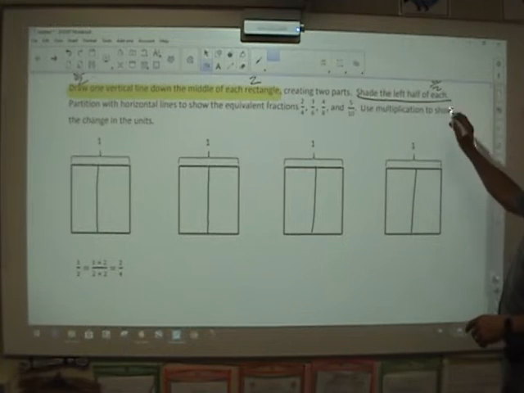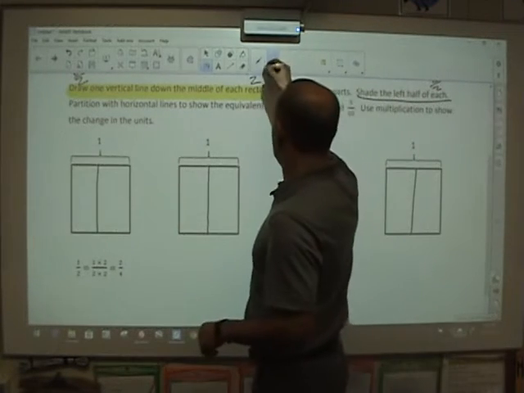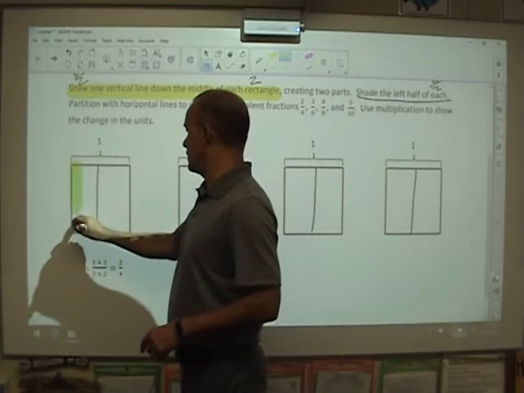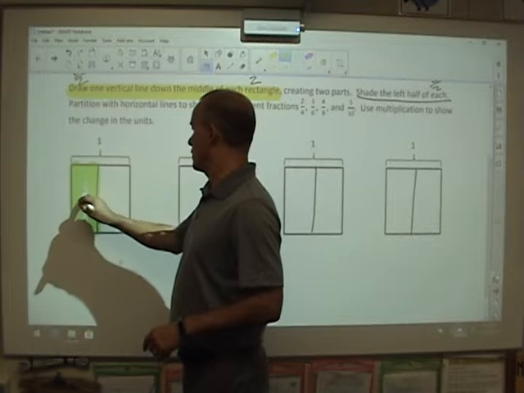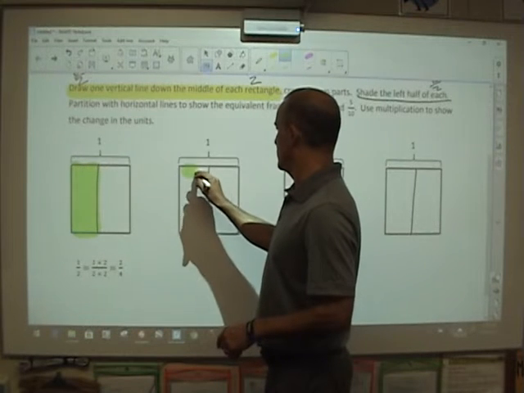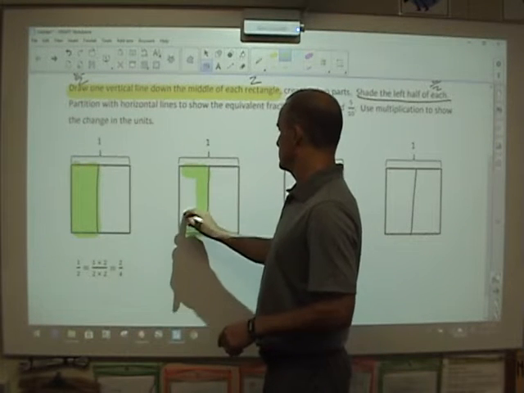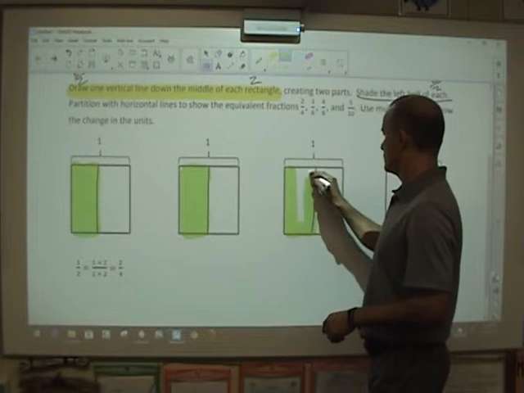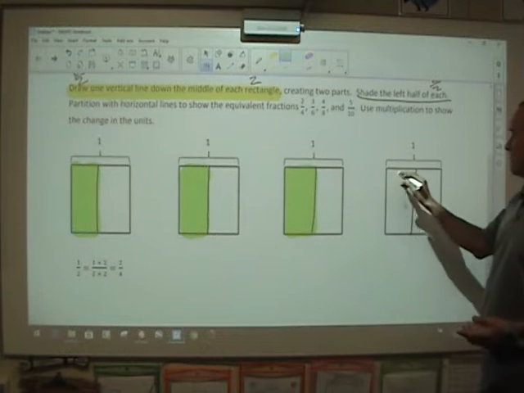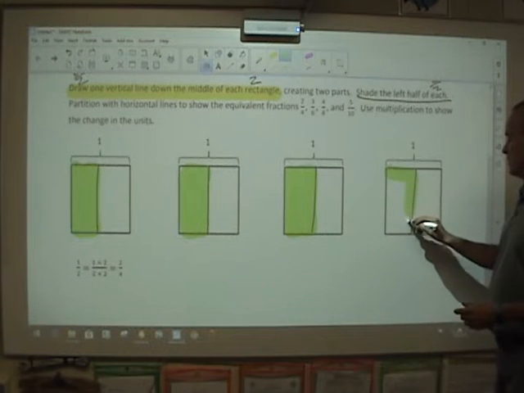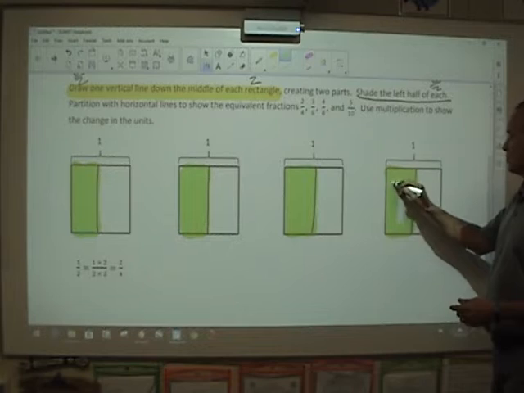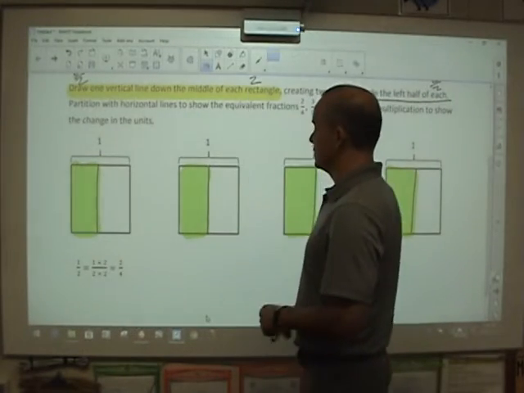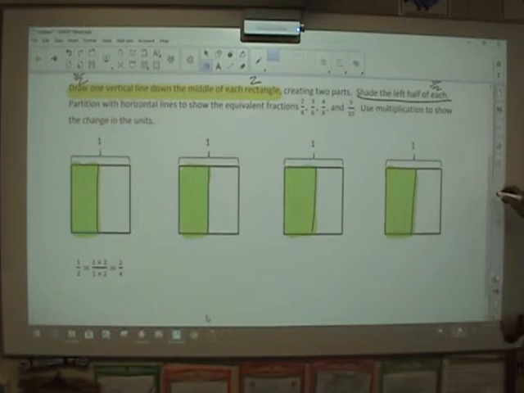Shade the left half of each. So we're going to shade the left half of each, and we're going to do that with green. So we're going to shade this area. Okay, shade this right here. Now you're going to ask yourself why, because we're going to find fractions that are equal to 1 half. That's why we're doing this shading in halves. So now the first one has been done for us if you pay attention.